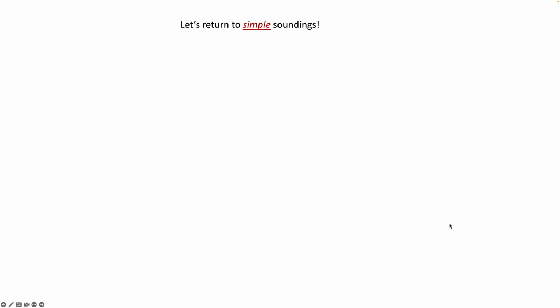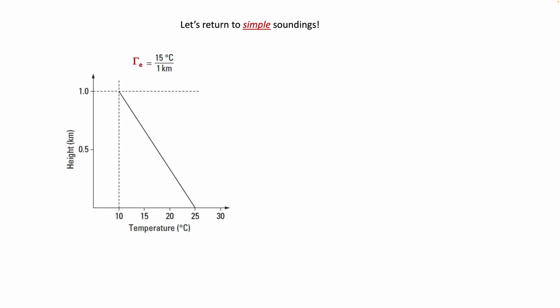Okay, now we're going to just look at simple soundings in this particular presentation. I'm going to take a look at 2 environmental lapse rates to illustrate how we determine the stability of the atmosphere. In our first example, we're going to assume that the environmental lapse rate is 15 degrees per kilometer.